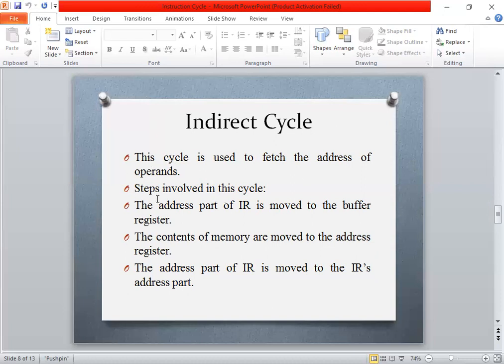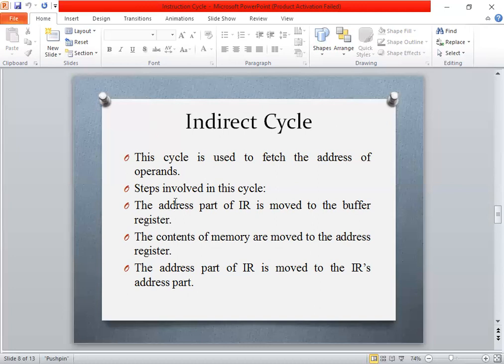The steps involved in this cycle are as follows. The address part, the location part of the instruction register, is transferred to the buffer register. Then the buffer register is connected to the data bus of the system bus. The control unit issues the read command and the result will appear on the address bus. The output shown by the address bus is transferred to the memory address register.